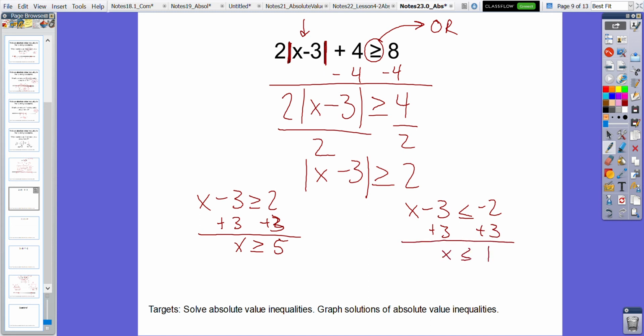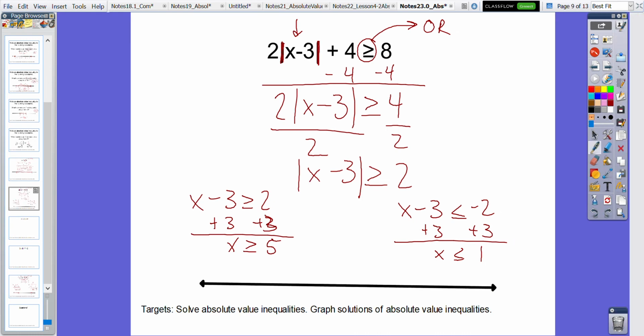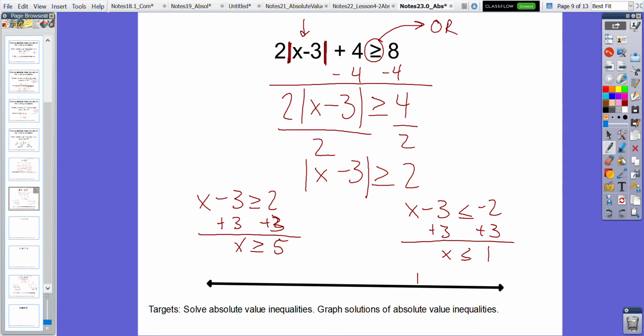Okay. Let me draw my line here because I like using this tool now that I've discovered it. And I go ahead and graph it. So all my numbers greater than 5 on the right, all my numbers less than 1 on the left. We want to represent this as an OR inequality. So it's everything away from that number there.